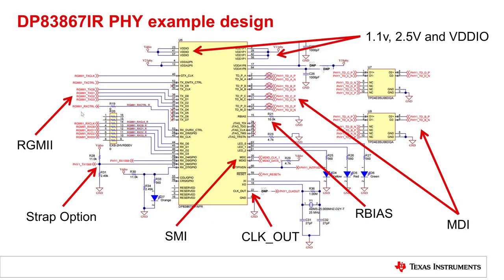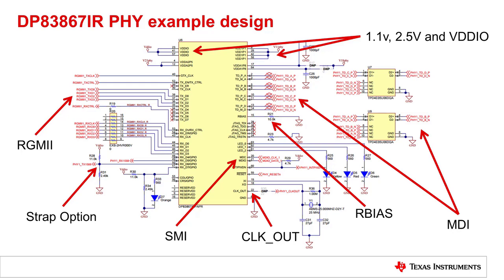You see here the Ethernet PHY example when you are designing the schematic. On the top you have the voltage supply, which is 1.1 volt, 2.5 volt and the VDD-IO, which is 3.3 volt in many cases. Note also here that this is a device which is using 1.1 volt, where our design, the TIDA-0110, is using 1.0 volt.